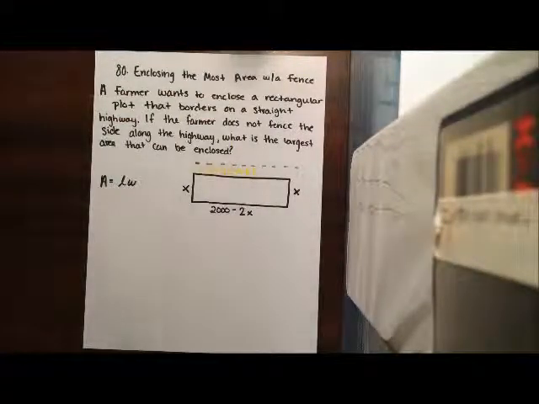Number 80. Enclosing the most area with a fence. Number 80 reads, a farmer with 2,000 meters of fencing wants to enclose a rectangular plot that borders on a straight highway. If the farmer does not fence the side along the highway, what is the largest area that can be enclosed?